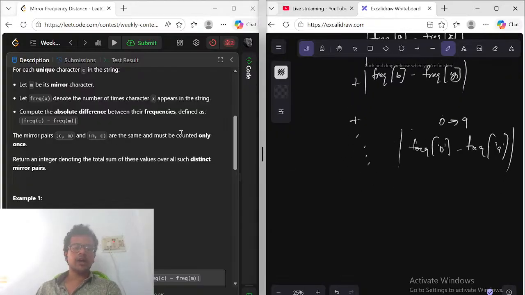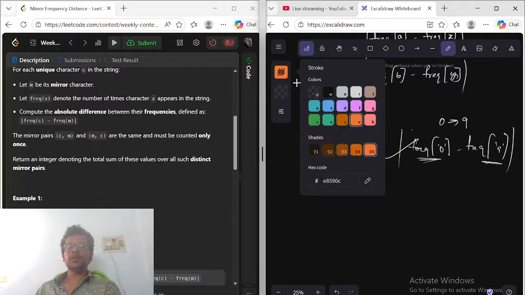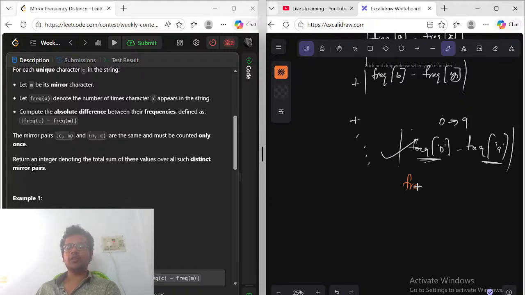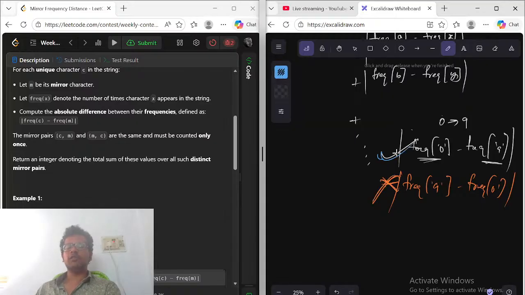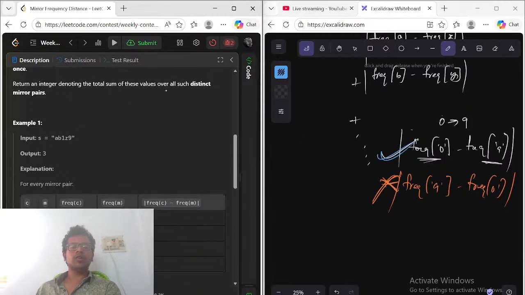The mirror characters are the same and must be counted only once. So 0 minus 9 should be counted only once. If we have counted this, then we should not count frequency of 9 minus frequency of 0. There is no need of counting this again. We just need to count only frequency of 0 minus frequency of 9. Return an integer denoting the total sum of these values over all such distinct mirror pairs.